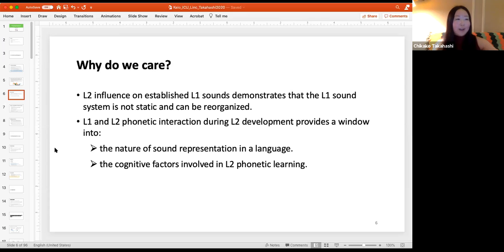So why do we care? Why do we care that L2 learning influences your L1 pronunciation and perception? The idea that L2 learning influences the established L1 sound system is surprising because it demonstrates that the L1 system is not as static as once thought, and it can be reorganized. Also, L1 and L2 phonetic interaction during L2 development provides a window into the nature of sound representations in a language and the cognitive factors that might be involved in L2 phonetic learning.